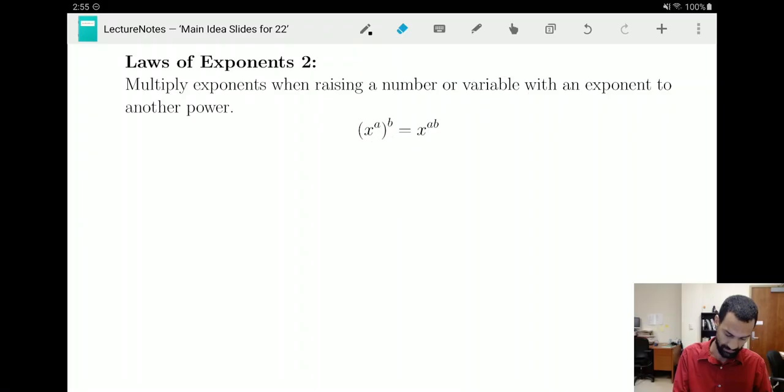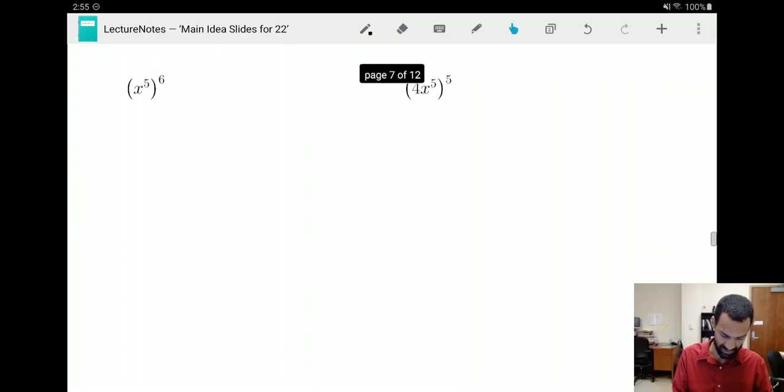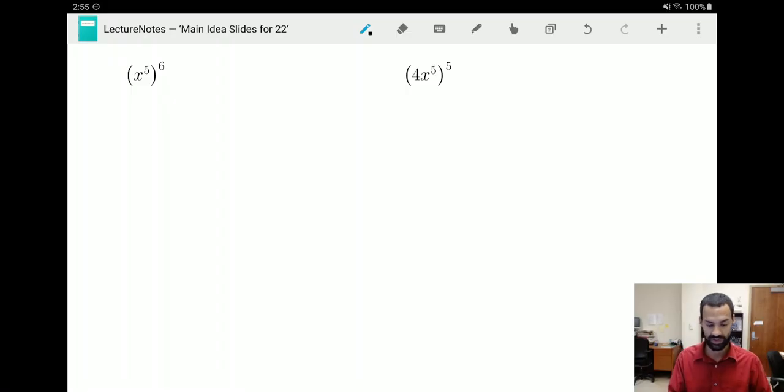Okay, well, let's do it here. All right, I'll show you how easy this is to do. x to the 5th power raised to the 6th power. 5 times 6 is 30. Right, that's all we have to do there.